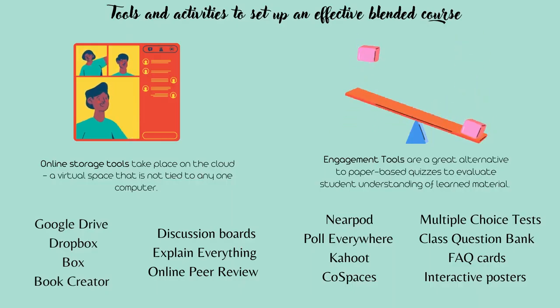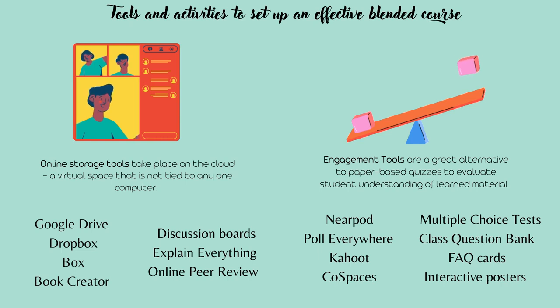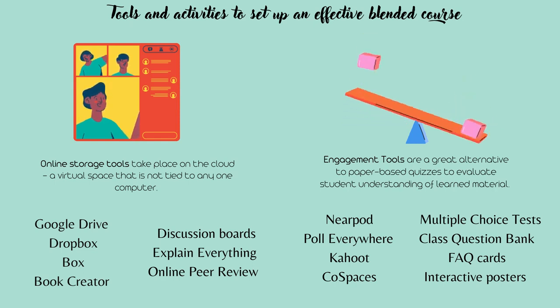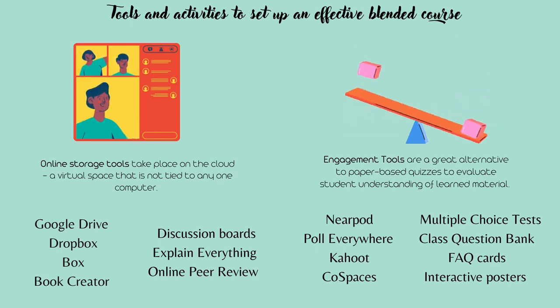There are actually two types of tools and activities to set up an effective and productive blended learning course. The first one is online storage, which takes place on the cloud, a virtual space that is not tied to any one computer. Here are the most beneficial tools: Google Drive, Dropbox, Box, and Bookrator. And activities using online storage tools are discussion boards, explain everything, and online peer review.